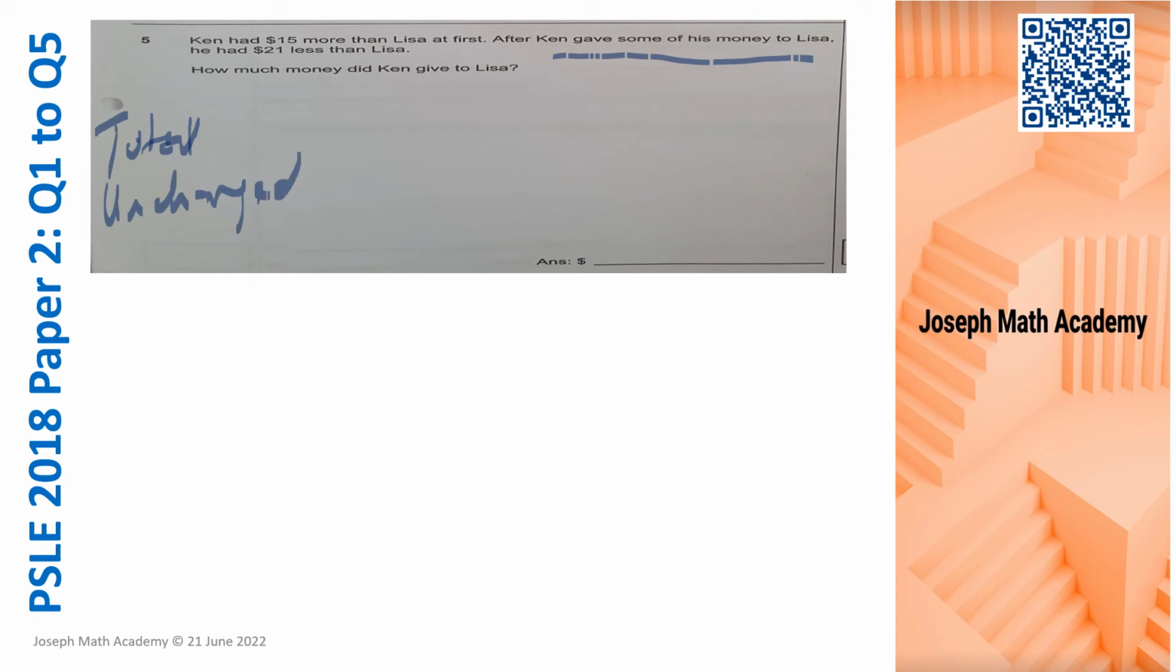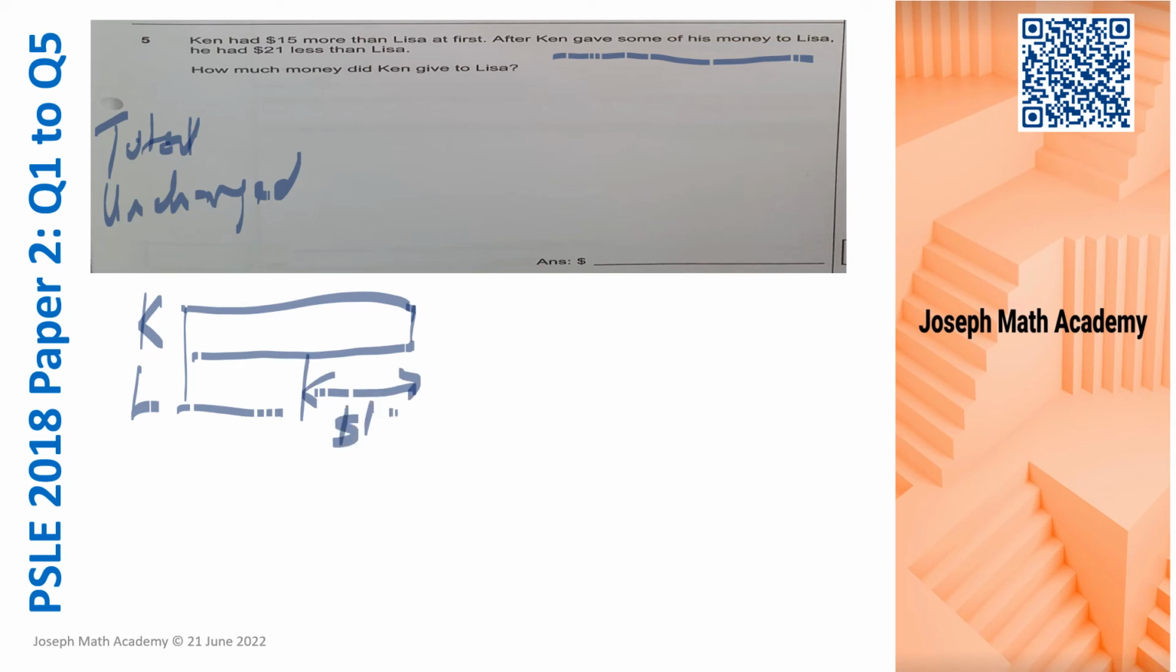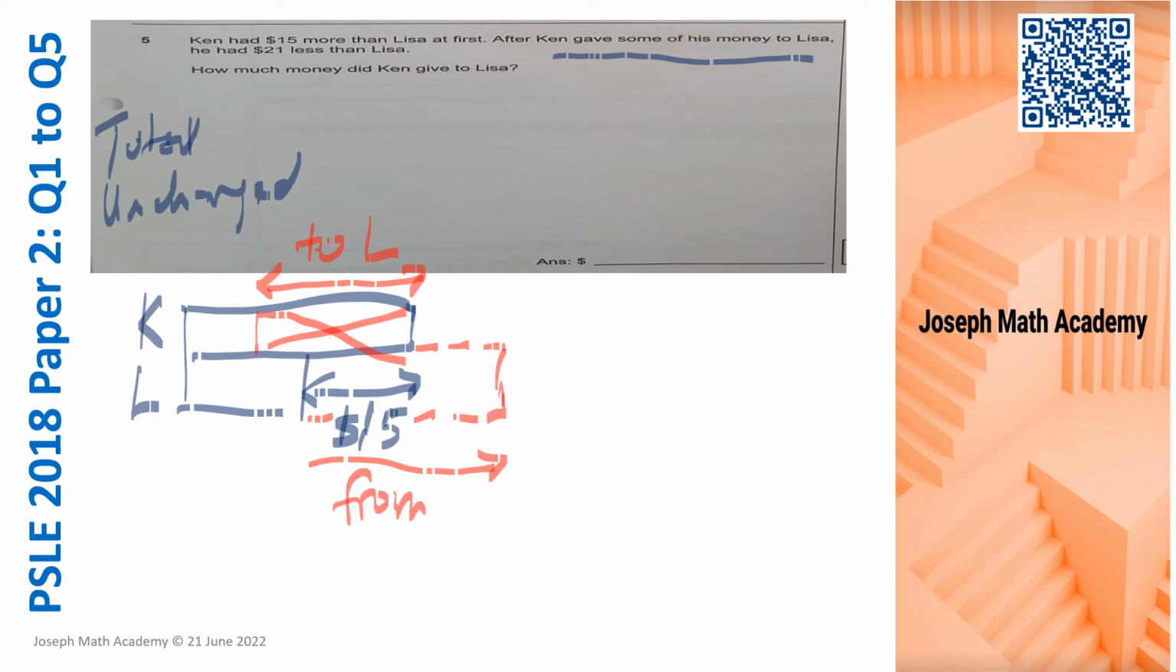So I'm going to draw the model to show the first information, the before model. So Ken and Lisa, Ken had more, like that. So this would be my $15, 15 more than Lisa. Now Ken gave some to Lisa. Let's say Ken gave this away, I'm going to cross it out. So this is given to Lisa, and Lisa received this from Ken. I'm going to extend this. So this is from Ken.